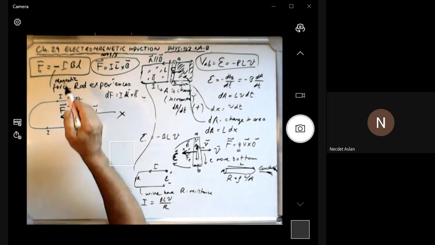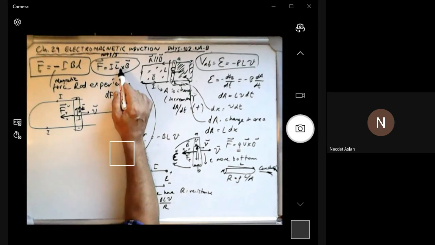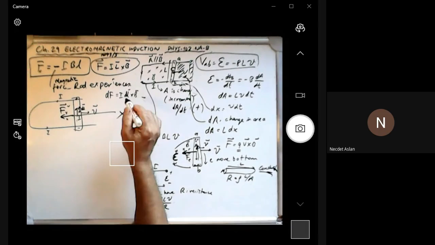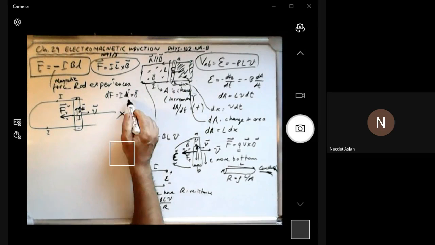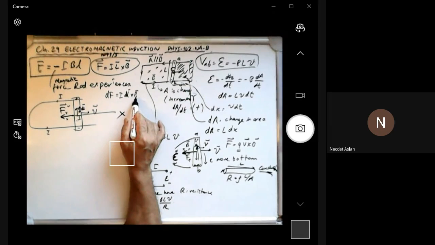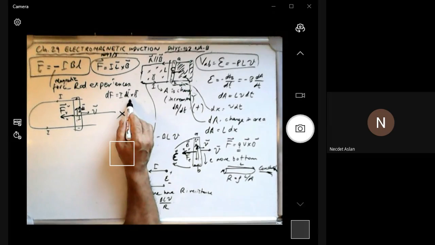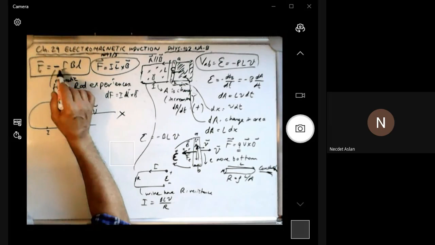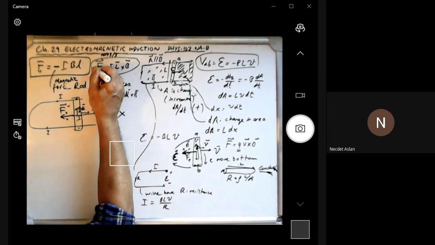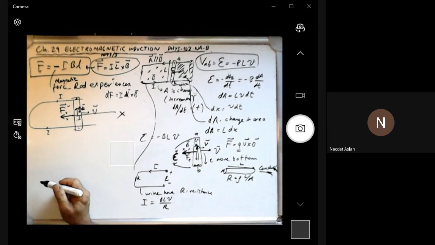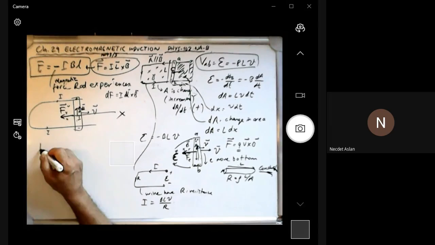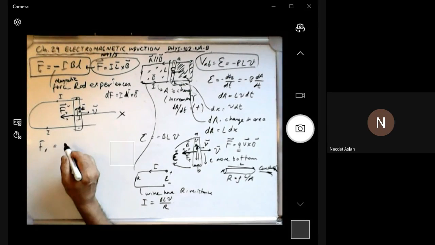How did we end up with this? Because L and B were perpendicular. When they are perpendicular, there is no angle business, because remember that the cross product requires sine theta, the sine of the angle between the two. In this case it happens to be 90 degrees, and sine 90 is 1. This is the result of the previous case we dealt with. So Fx, the force in the X direction, is given by this.